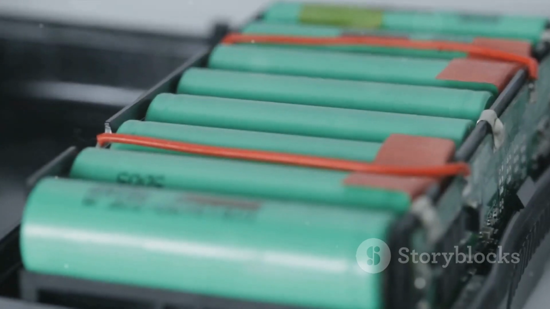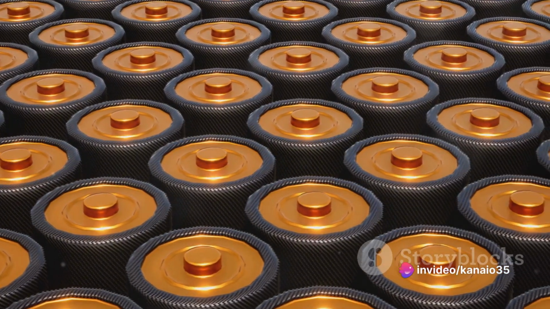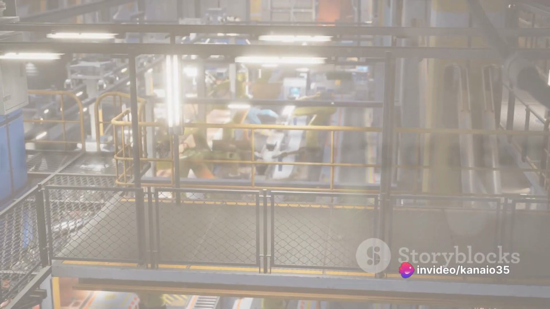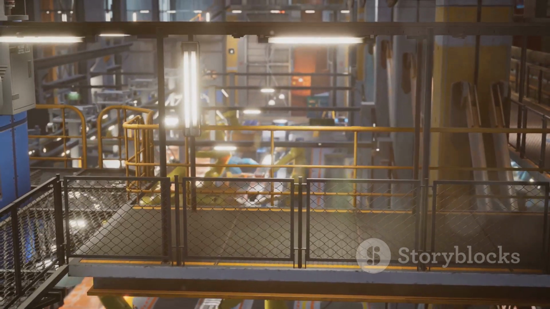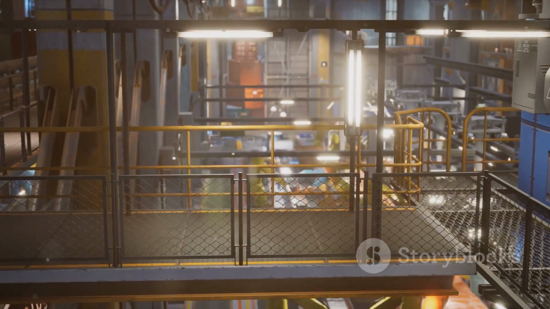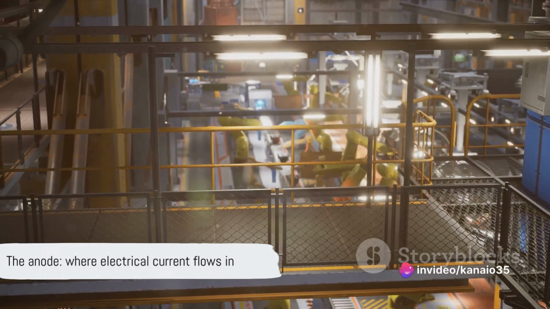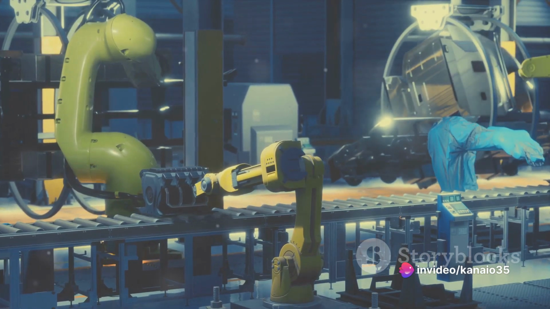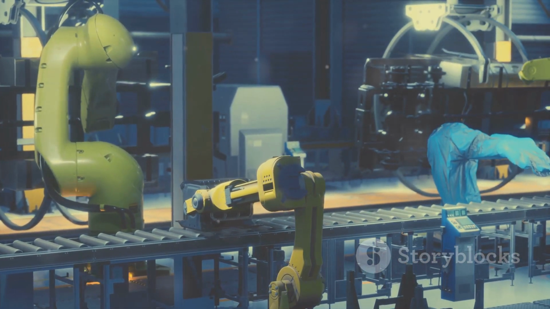Well, today, we're going to unravel the fascinating process of how batteries are manufactured. To understand how batteries are made, first, we need to know the essential components of a battery. A battery has three main components: the anode, the cathode, and the electrolyte. The anode, often referred to as the negative side, is where the electrical current flows into the battery. It's a reservoir of sorts, holding onto electrons and waiting to release them into the circuit.